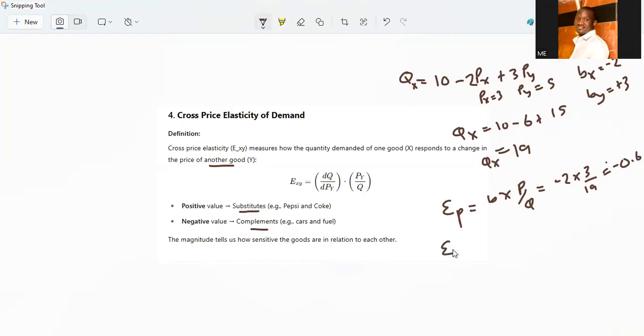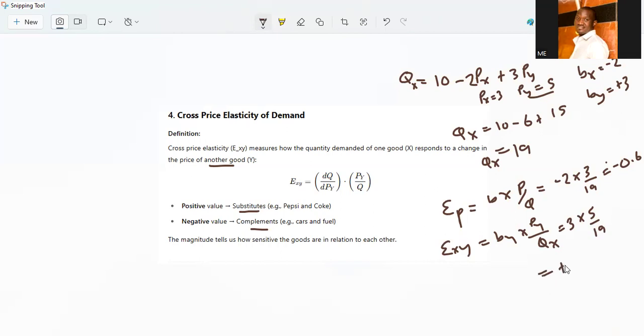Then elasticity of demand from good X to good Y. So the same formula: the slope for good Y times the price for good Y over the total quantity for good X. So what is the gradient for good Y? It is +3. The actual price for good Y was 5, over the overall quantity. So 3 times 5 is 15. So 15 divided by 19, we get positive 0.79.